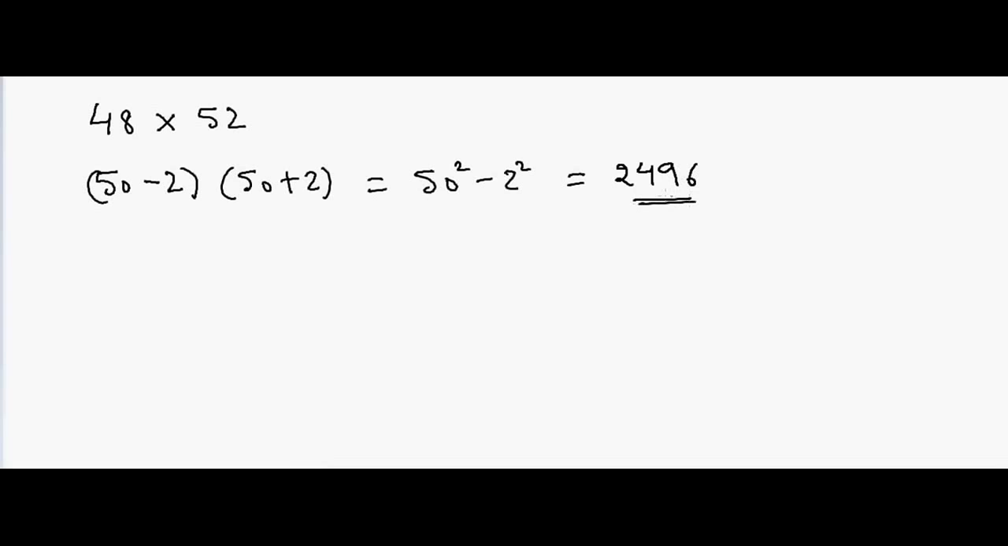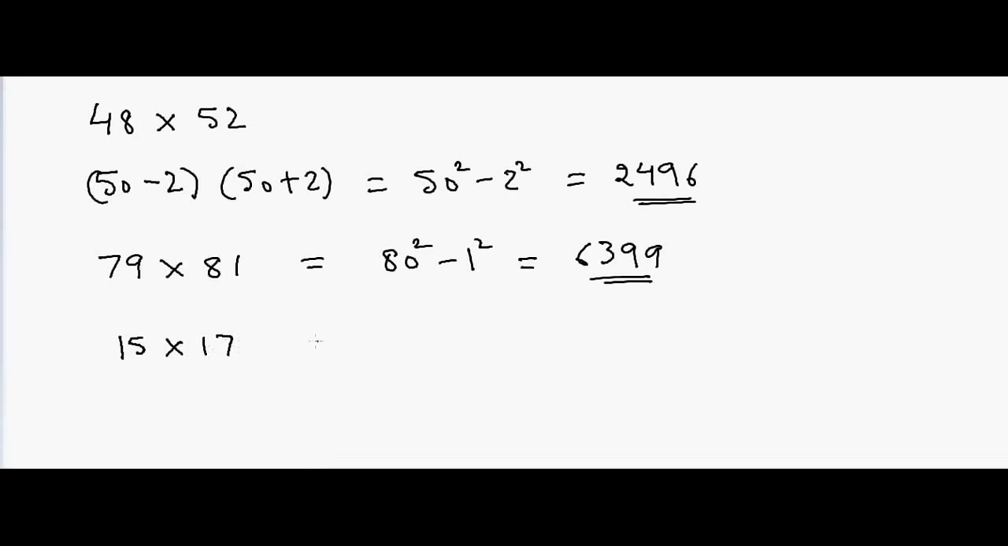so the answer will be equal to 2496, right? Same way, suppose I have to do 79 into 81, so the answer will be equal to 80 square minus 1 square, so this will be equal to 6399. Suppose we have to do 15 into 17, so in that case it will be equal to 16 square minus 1 square, that's equal to 255.